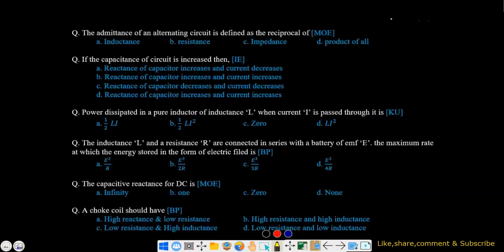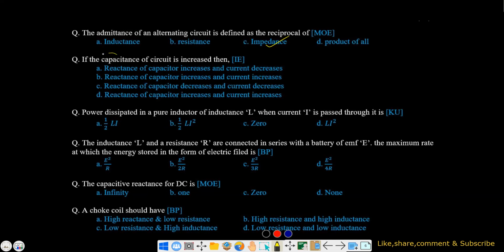There are a few questions still. The admittance of the alternating current is defined as the reciprocal. Admittance, be careful, not susceptance. Admittance is the reciprocal of impedance. This is the correct answer. If the capacitance of the circuit is increased, the reactance of the capacitor will increase and current will decrease. Reactance of capacitor will increase and current increase, definitely it will not happen. Reactance of capacitor will decrease and current is decreased.